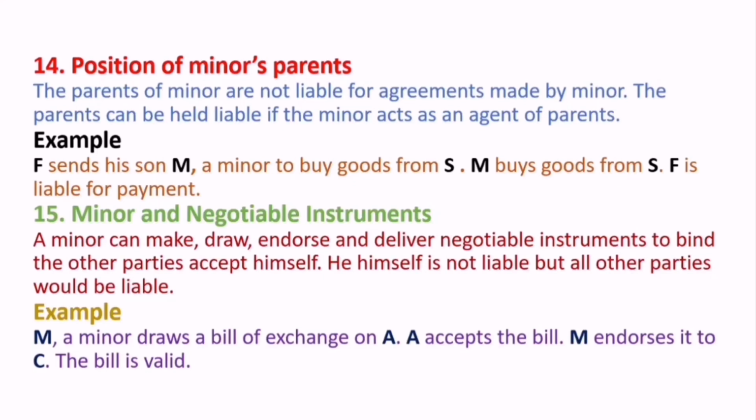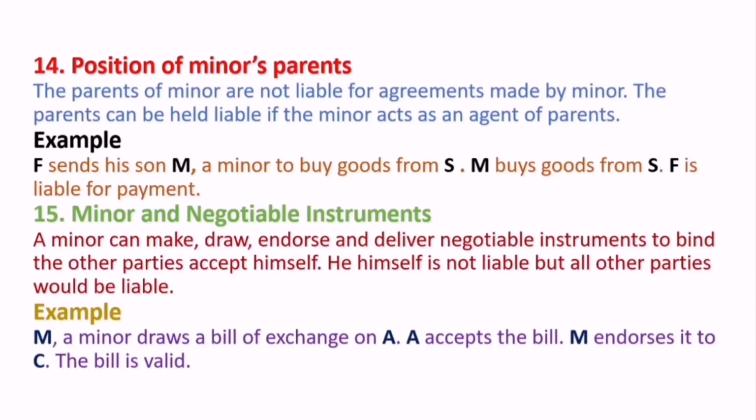Example, F sends his son M, a minor, to buy goods from S. M buys goods from S. F is liable for payment because here the minor M is just representing his parents and going to S for purchase on the behalf of his parents.